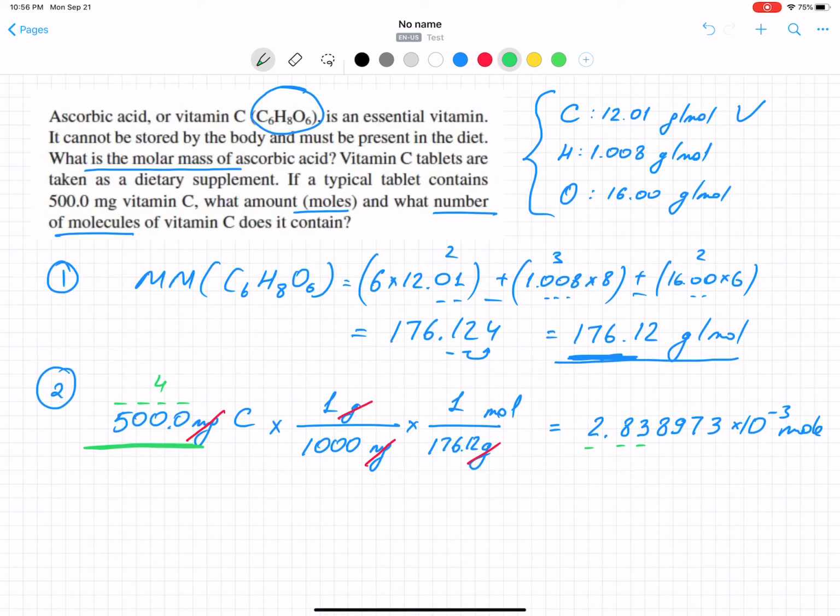1, 2, 3, 4. Now we need to look at the next number after 8. Since it's 9, we need to round that 8 up to 9. So our answer will be 2.839 times 10 to the negative 3 mole. That will be our answer.